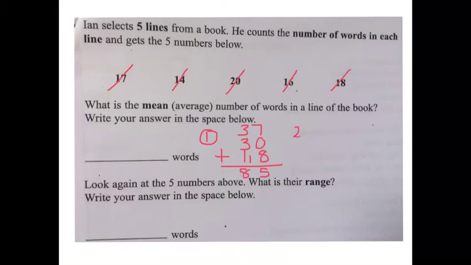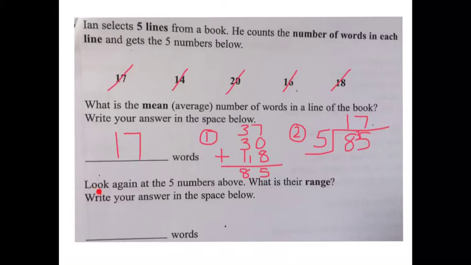And step 2 is to divide your total, 85, by how many numbers there were. And there were 5 numbers. 5 into 8 goes once, 3 over, 5 into 35 goes 7 times. So the mean, the average, is 17 words.